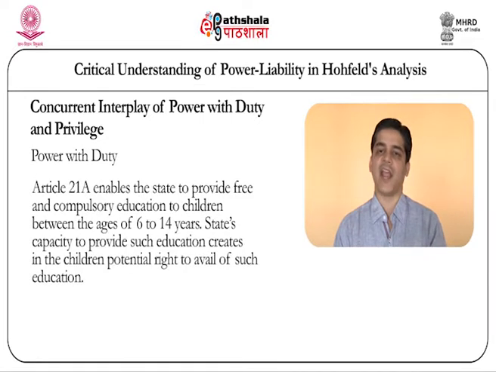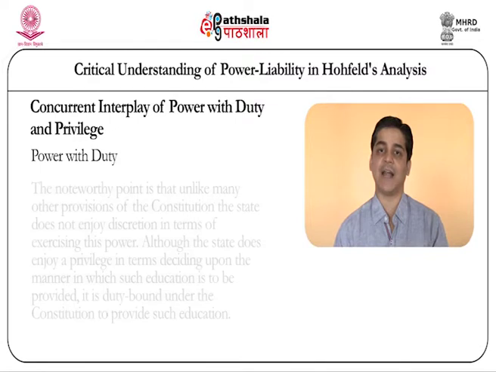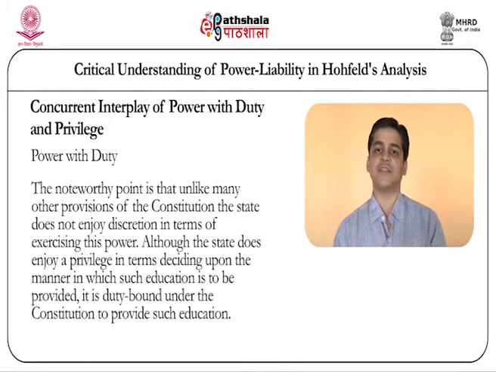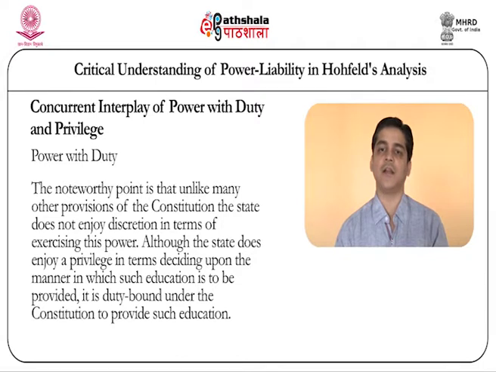Same way, Article 21A enables the state to provide free and compulsory education to children between the ages of 6 and 14. In this situation, the state has a power to vest rights in children by launching a program by which free and compulsory education can be provided. Now, what has to be seen is that unlike Article 15 clause 3, the state does not have a discretion as to whether it can provide free and compulsory education or not. The state has a discretion under that article to decide the modality with which it will provide the education, but it is duty bound to provide free and compulsory education to all children between the ages of 6 and 14. So, this is an example where the state has been given a power to alter legal relations, and in relation to that power, the state has a duty to exercise that power.